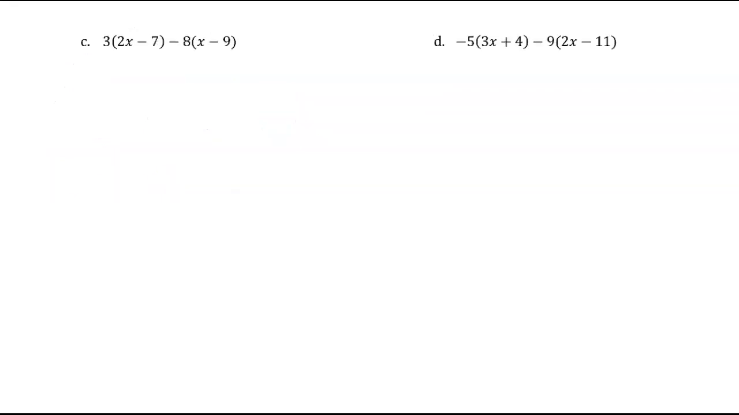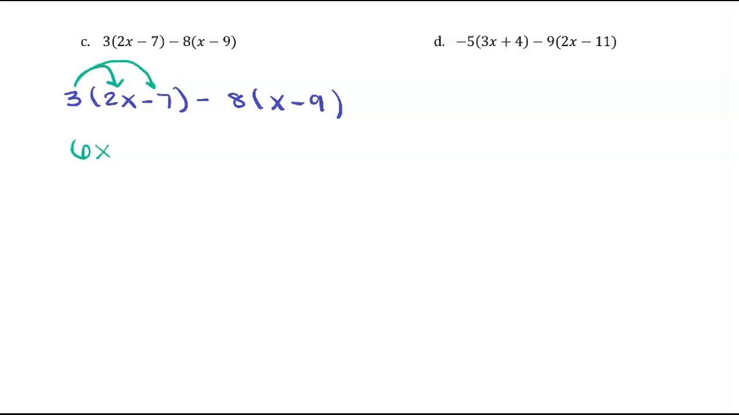Let's go on to part C. Part C has 2 sets of parentheses, so we'll be able to use the distributive property twice. With our first set of parentheses, we can distribute 3 to the 2x, or 3 times 2x, 6x. Then we can distribute the 3 to the negative 7 to get negative 21. With our second set of parentheses, we can do the same thing. I have negative 8 times x, or negative 8x. I also then can do negative 8 times negative 9 for a positive 72. It's really important to note that this negative in front of the x needs to get distributed with the 8. It stays with the 8.